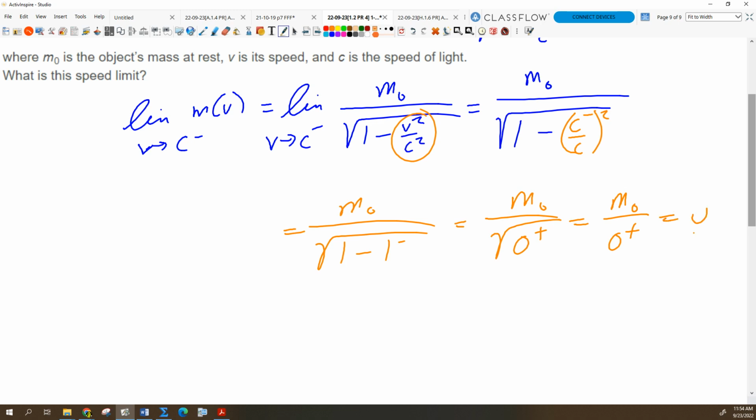Infinity. There's your answer. That's why the speed of light is not just a good idea, it's the law, right? It's the law of physics that no object with mass could ever possibly go the speed of light, because to do so would drive its mass up to infinity, which would require infinite energy, which the universe cannot supply, right?